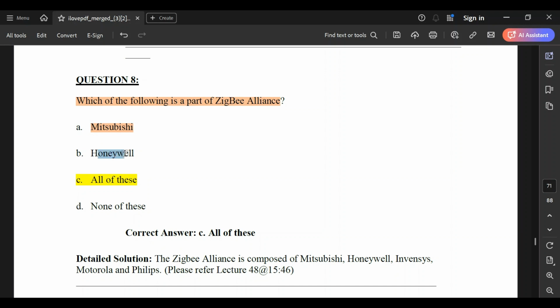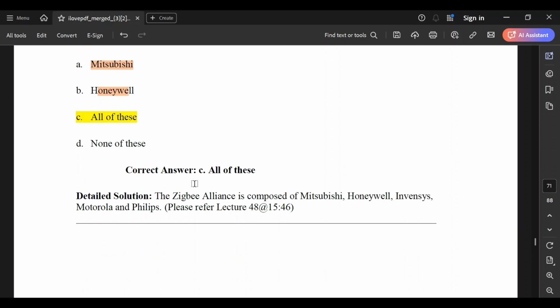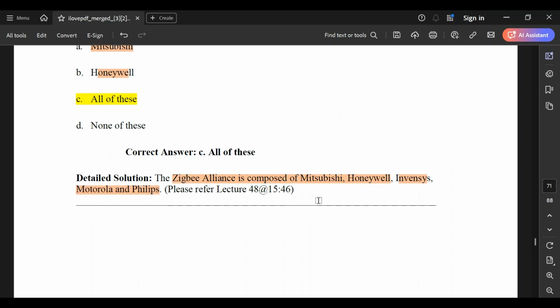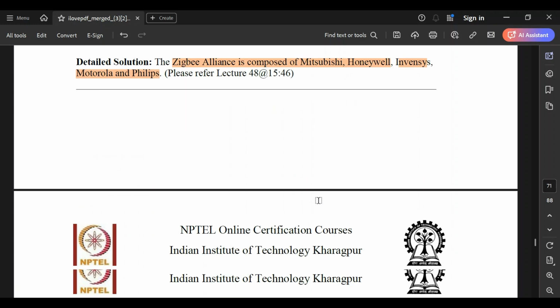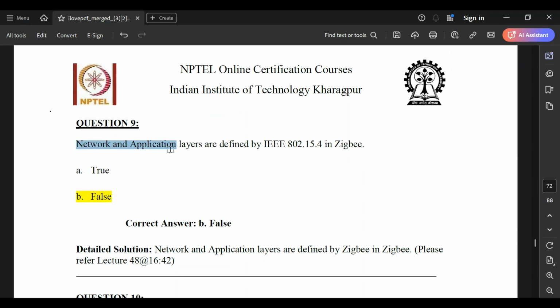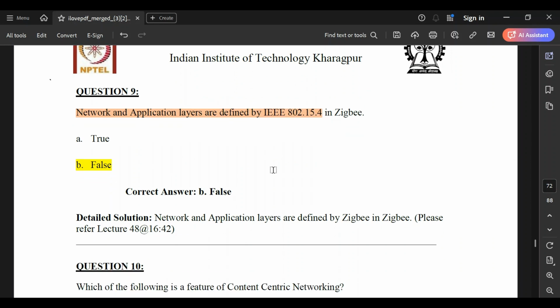Mitsubishi is there, Honeywell is there, all of these are there. So you can see the GB Alliance is composed of Mitsubishi, Honeywell, Invensys, Motorola and Philips. So you can remember these names also because they can be asked in the upcoming years. Network and application layers are defined by IEEE 802.15.4 in Zigbee. So you can see how network and application layers are defined by Zigbee. They are not defined by IEEE, they are defined by Zigbee. Okay.